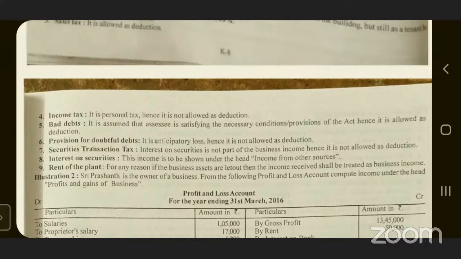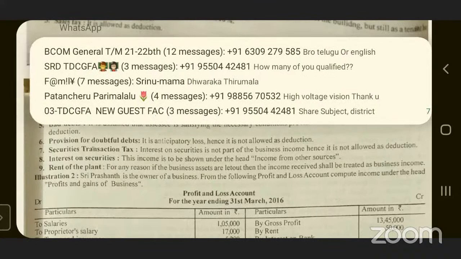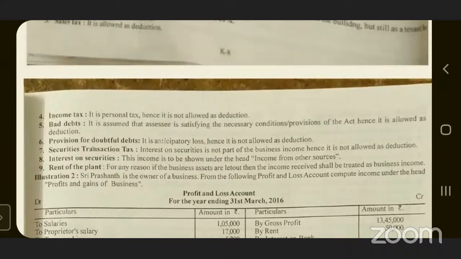Next important thing is rent of the plant. That is happening as a part of business. In the season, wherever he is not getting adequate operations, he is subletting that plant. So that can be straight away considered as income from business.